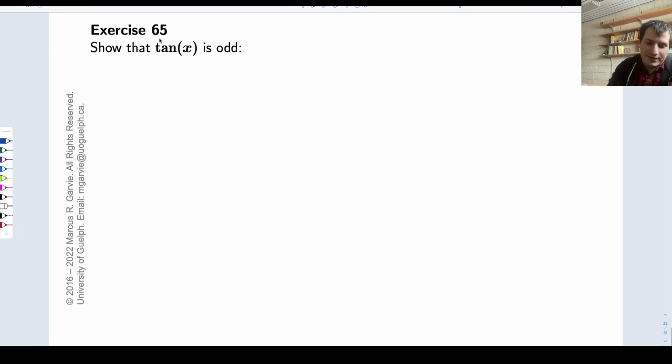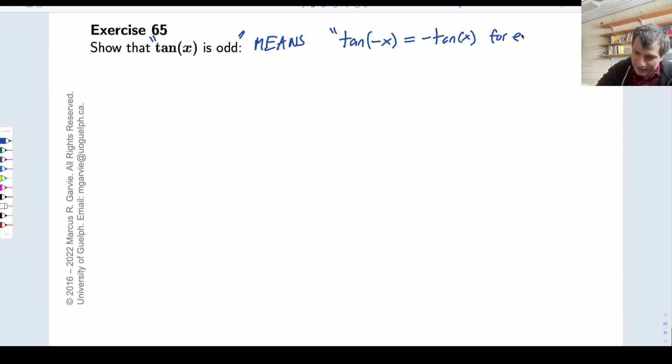Okay, so in this video, I'm doing this extra practice problem, exercise 65: show that the tangent of x is odd. What does this even mean? Showing that the tangent is odd, in quotes, means that the tangent of minus x equals minus the tangent of x for every x. That's what it means. So saying something is odd is exactly this sentence. When you plug in minus x, you get minus the original value.